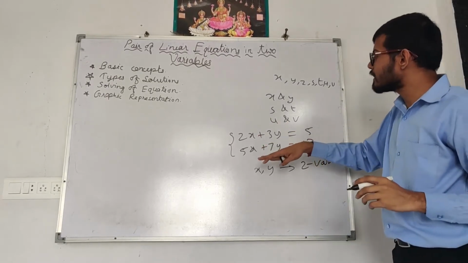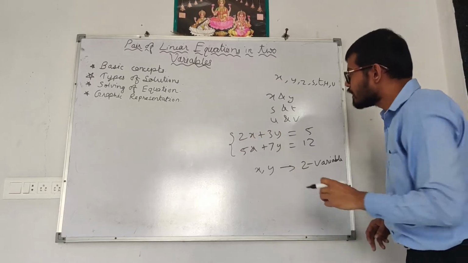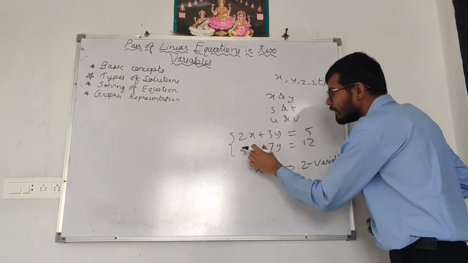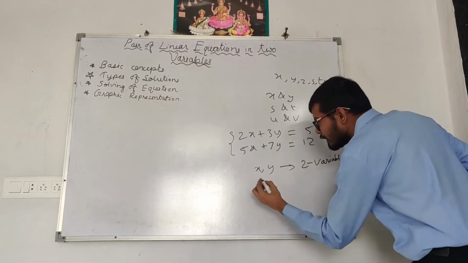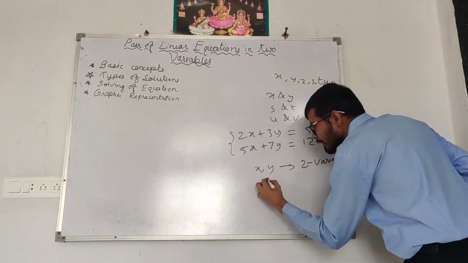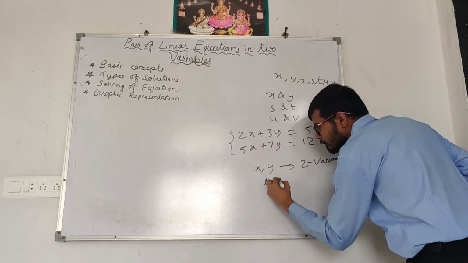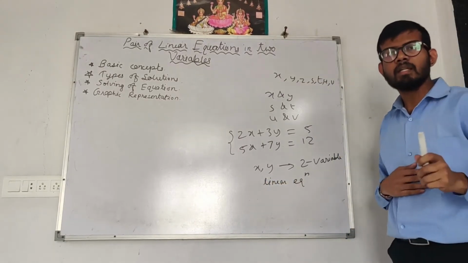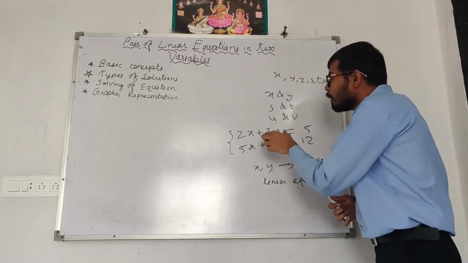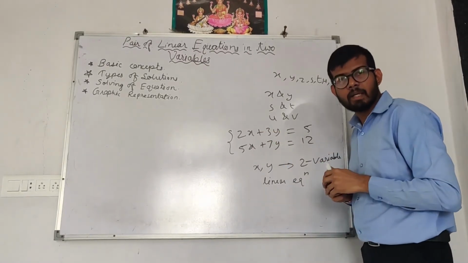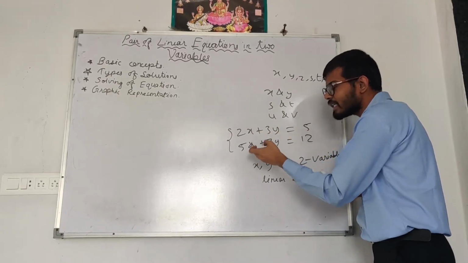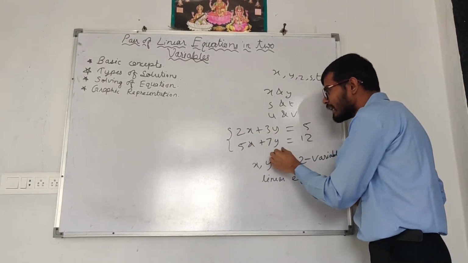Next, it should satisfy that it should be a linear equation. You can see that both equations have highest power 1. The variables have highest power 1. So, both equations should be linear. And the last thing that you must remember is that both equations should have the same variables. Like in this equation, variables are x and y. In the second equation also, variables are x and y.